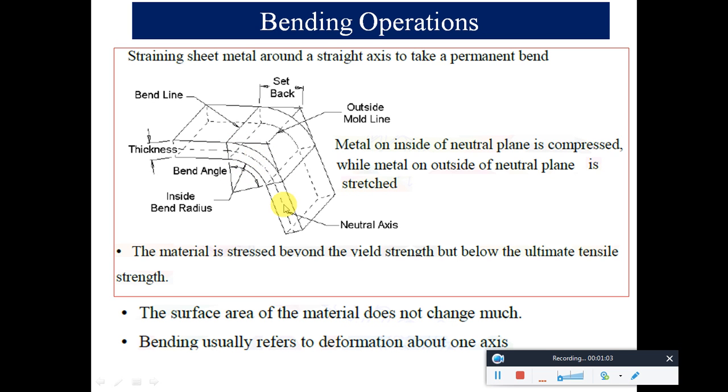Once the bending happens, the lower part is subjected to compression, and the upper part is subjected to stretching. The material is stretched beyond the yield strength but below the ultimate tensile strength, because if the ultimate tensile strength is exceeded, it will lead to failure. The surface area of the material does not change much, but bending usually refers to deformation about only one axis.